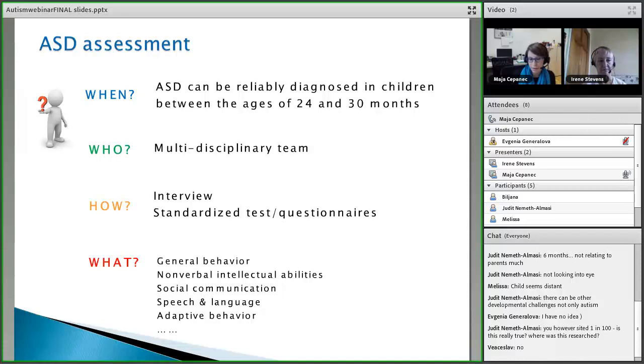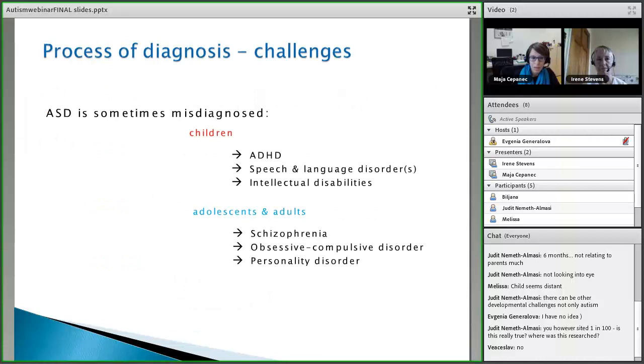like ADI-R and ADOS. In southern and eastern Europe, there is a great problem with standardized tests because there is a lot of languages, a lot of states, and it all takes time and money to standardize those tests. So it is quite hard to make assessment if you do not have standardized tests.